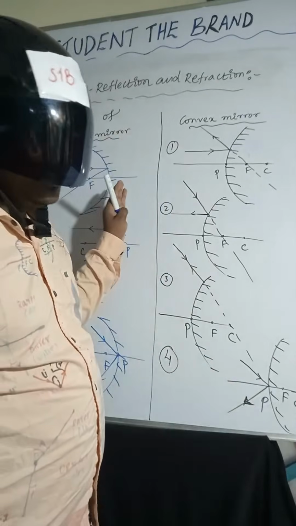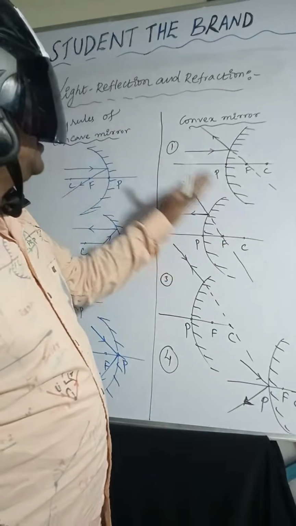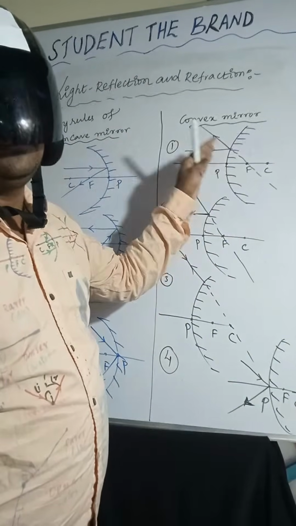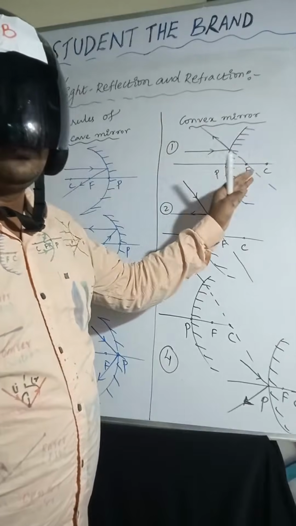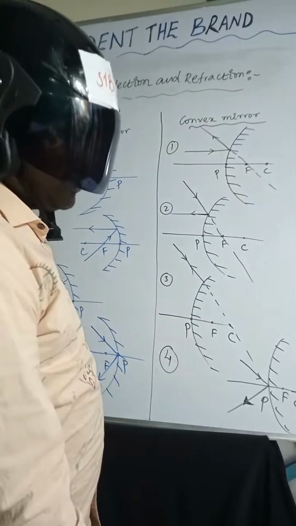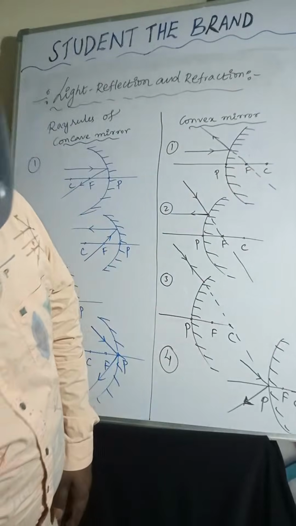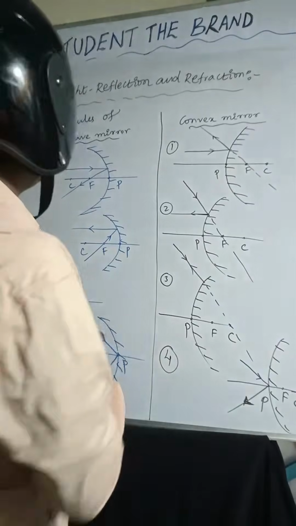So this is about concave mirror and convex mirror ray rules. Coming to the image formations, now we will discuss image formation.